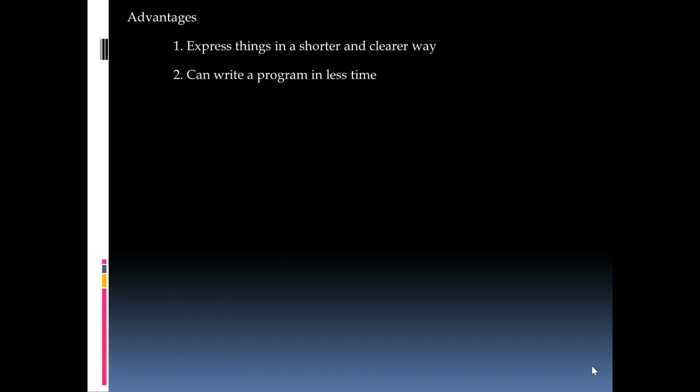Here are the advantages of using functional programming compared to the regular approach that we use, the for loop or the switch case. We can express things in a shorter and clearer way, and we can write a program in less time. Since it's a short code, then it's less time. And we can write the program with fewer bugs also. And these codes or algorithms are reusable code.